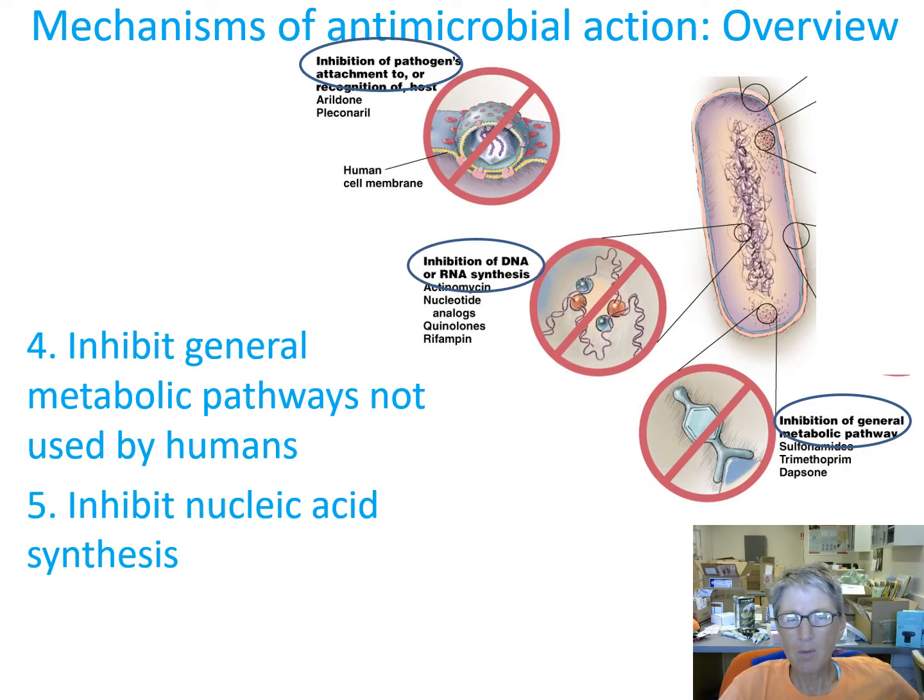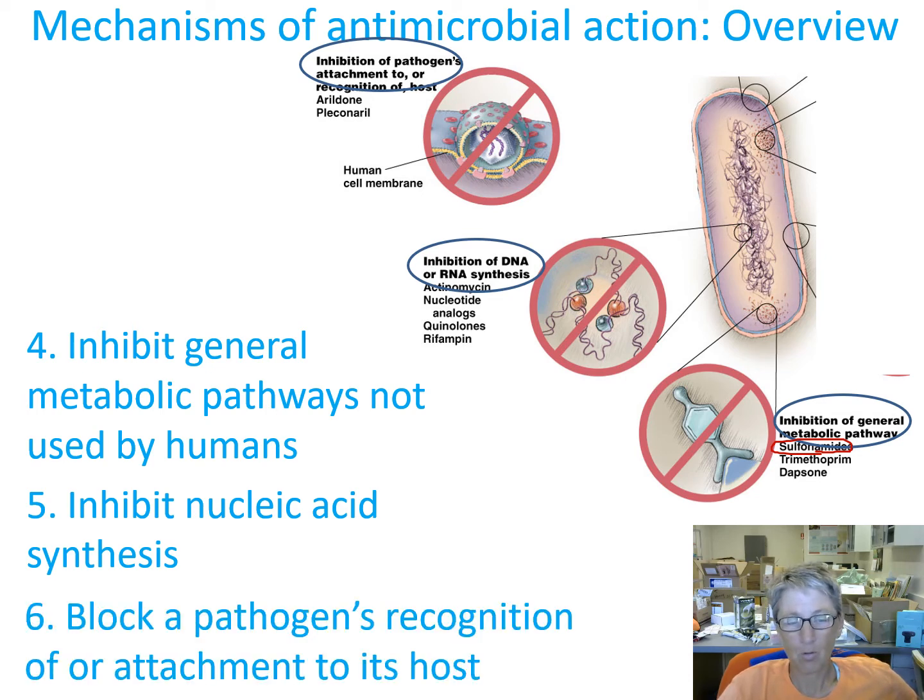You could inhibit general metabolic pathways not used by humans. And sulfonamide, maybe you've heard of that. That's a drug that inhibits a general metabolic pathway, but we've already gone over metabolism, so I'm not going to go into that. And the fifth way you could inhibit microbes is by inhibiting nucleic acid synthesis. All these drugs will inhibit the microbe from making DNA or RNA, depending on the drug, and then they can't reproduce.